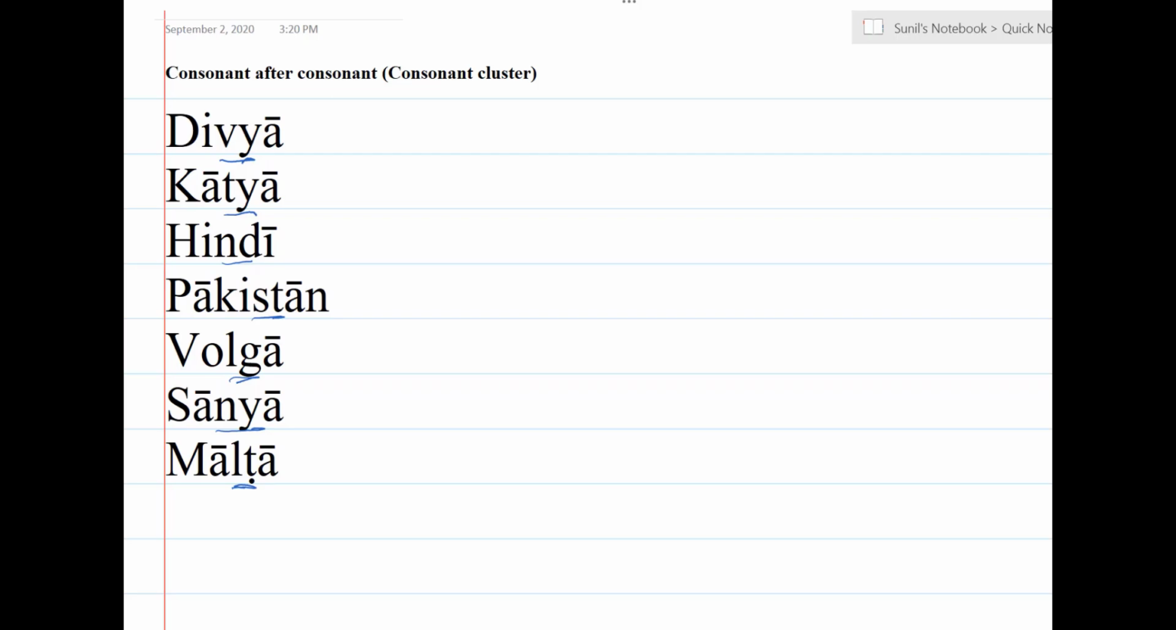So let's start with Divya. You write da, which has short i, di. Then you have consonant va, but va is going to join with the ya. So you take away the vertical line and write ya. And ya has a long a. So Divya. That's how you write Divya. Same with Katya. Ka has long a, ka. You have ta, but ta is going to join with the next consonant ya. So you take off the vertical line and join it with the ya. And ya has a long a, Katya.